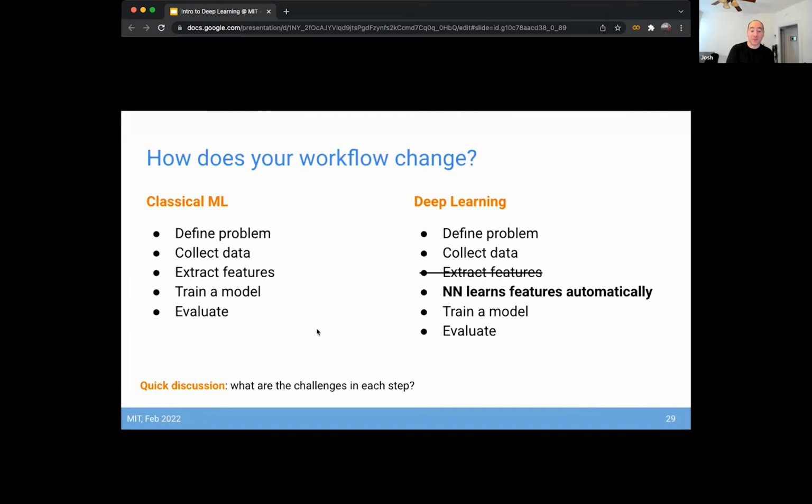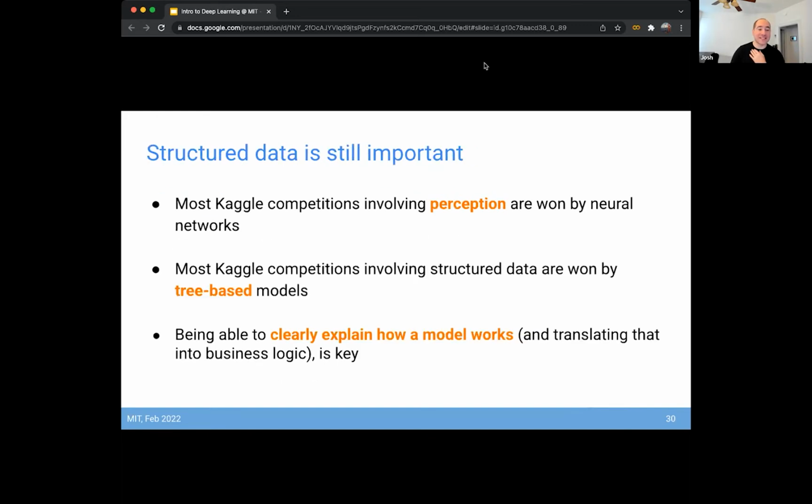And this is how your workflow changes when you're using deep learning. Most of it's the same. Most of your time goes into finding the problem and collecting lots of data. But you're saved from doing all this work of feature extraction, because that's what neural networks do automatically for you. This is totally transformative, and it saves you hours, and it means that you can apply machine learning to problems that were previously basically impossible.